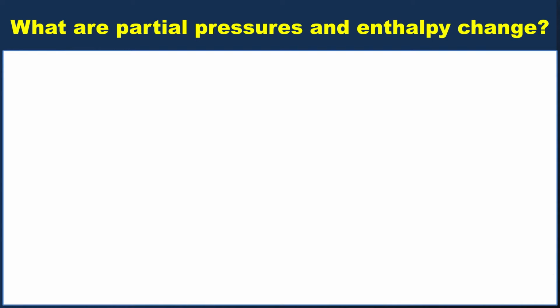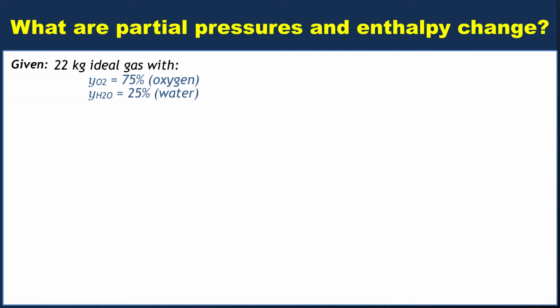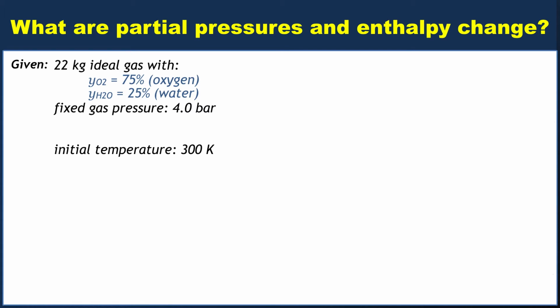Let's tackle a mixture problem where we compute partial pressures for each of the components of our mixture and figure out the total enthalpy change for the entire mixture. So imagine that we're given 22 kilograms of ideal gas composed by mole of 75% oxygen and 25% water. We're also told that there's a fixed gas pressure of 4.0 bar total, but we go between an initial temperature of 300 Kelvin and a final temperature of 350 Kelvin.